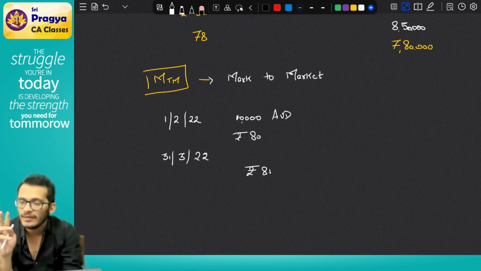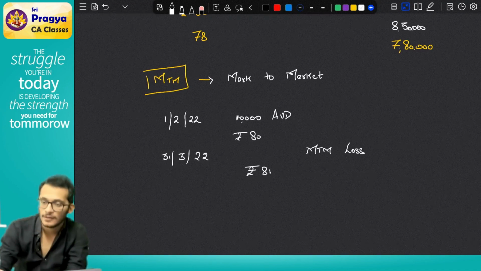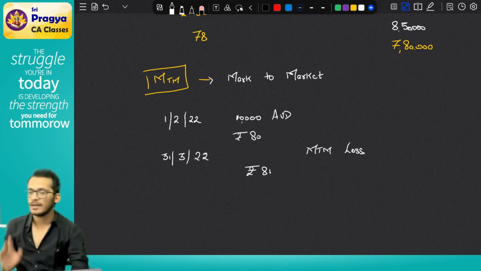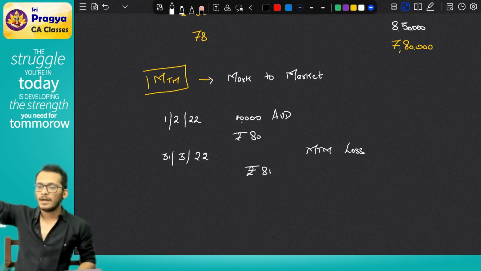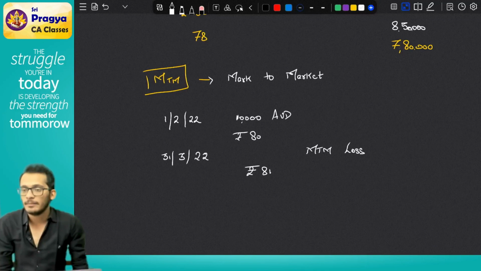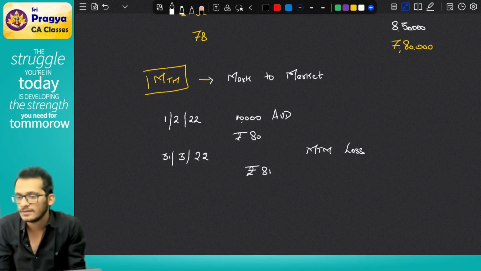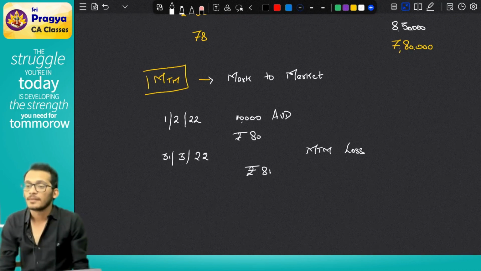So therefore, will income tax permit it? No. This is called as MTM loss. MTM means mark to market loss. I am marking my products with the market. Market is showing 81. So I am marking my products with the market as 81 and telling that, boss, because the market is right now showing 81, I will incur a loss of 10,000.